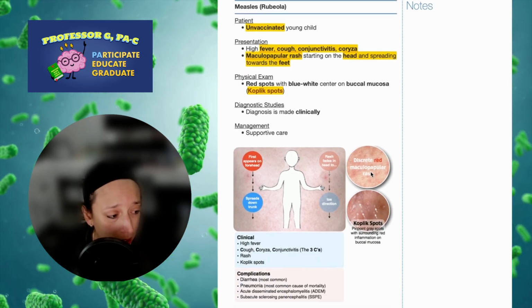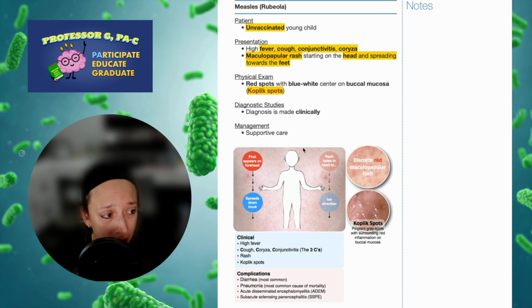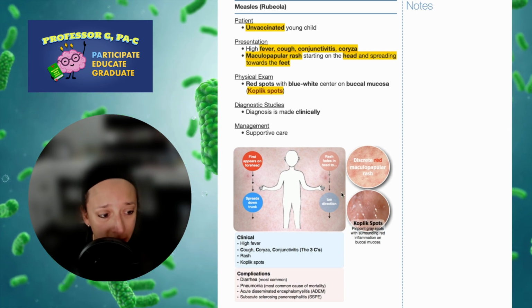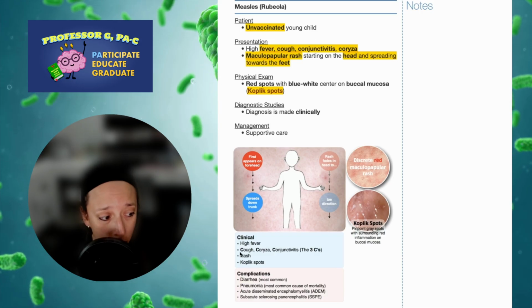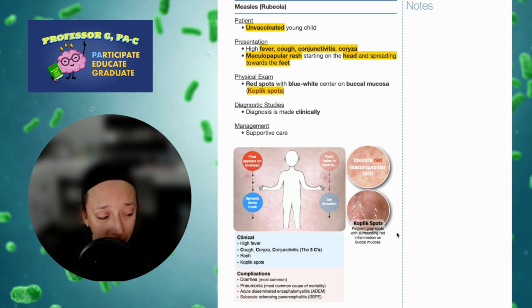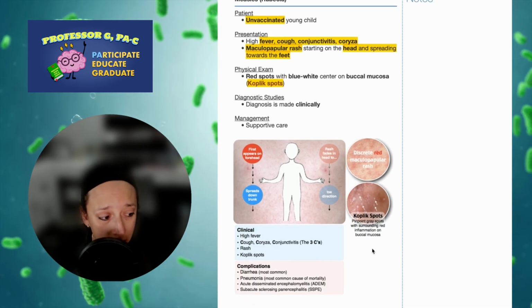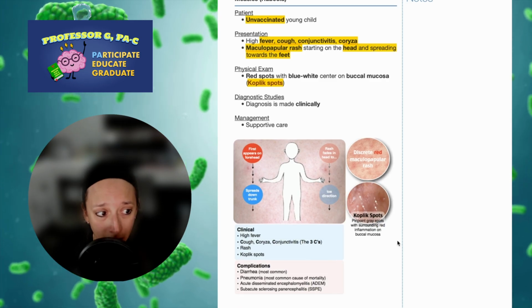And we have seen lately, because due to unvaccination, there have been some outbreaks, isolated outbreaks of measles all over the United States. So we're going to look for that classic cough, coryza, conjunctivitis, the 3 C's, the Koplik spots, and the descending rash.